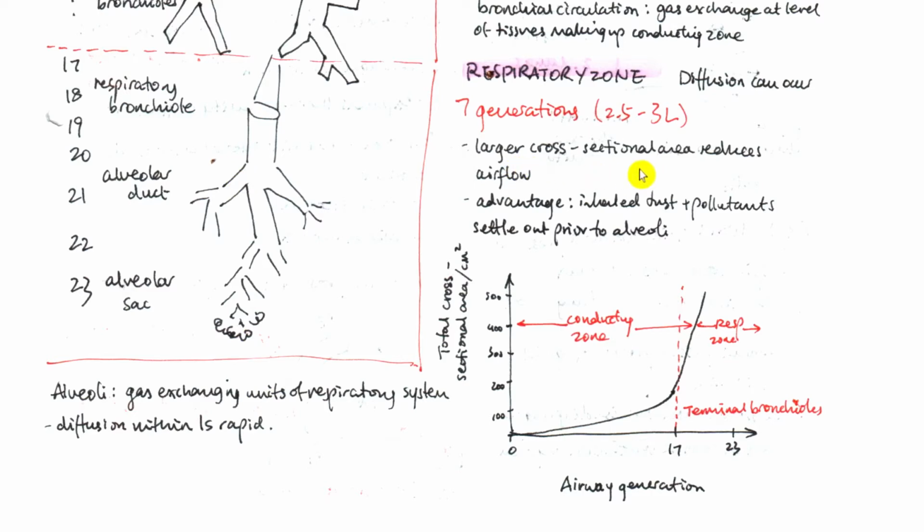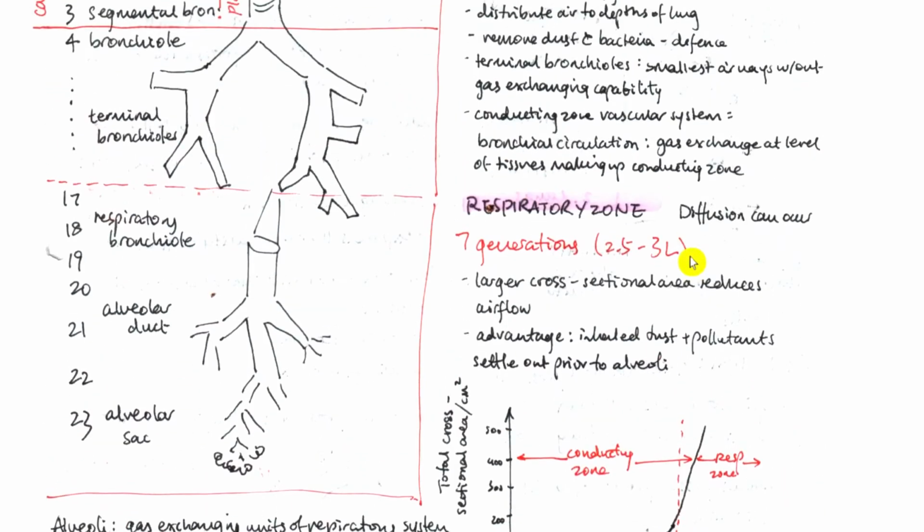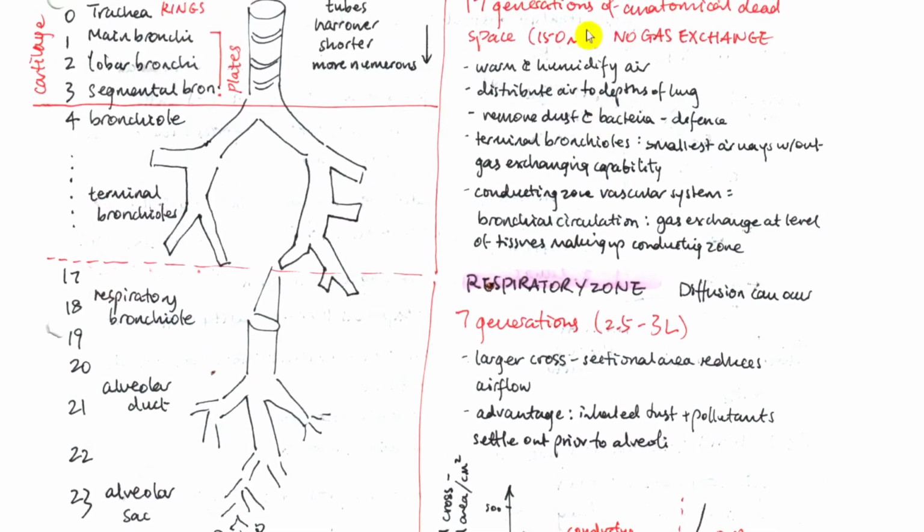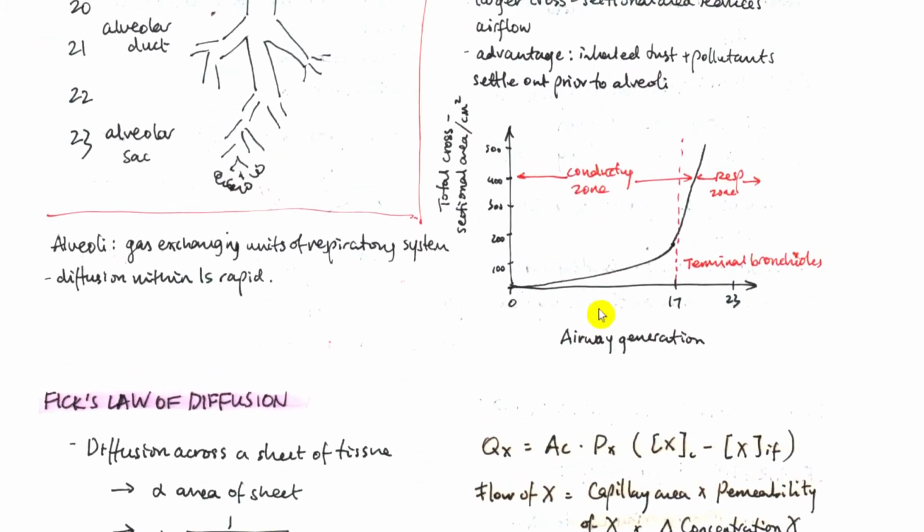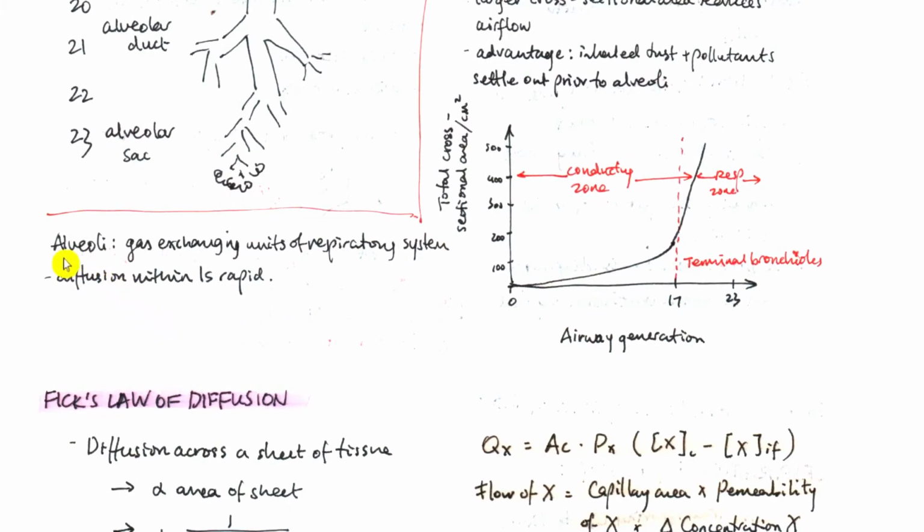So this has a large cross-sectional area, which reduces the airflow, so it slows down the airflow to allow time for this to happen. And the advantage is that the inhaled dust and pollutants settle out prior to the alveoli, so they settle out within this anatomical dead space before they can get to the alveoli. What are alveoli? These are gas exchanging units of the respiratory system, and diffusion within them is very rapid.